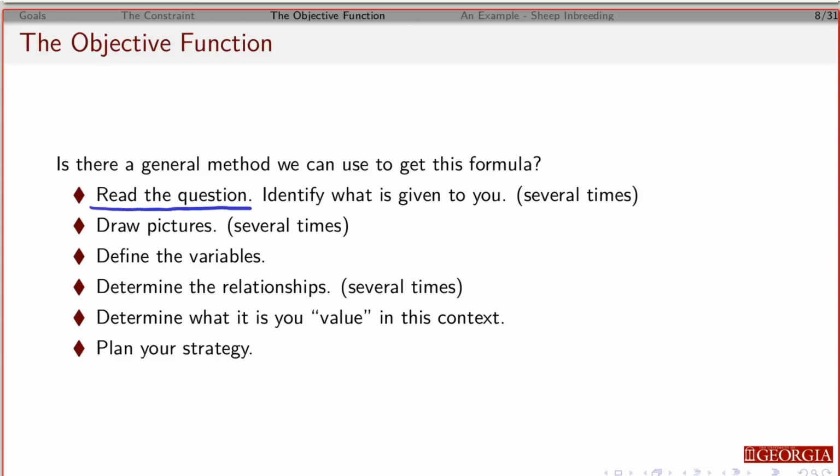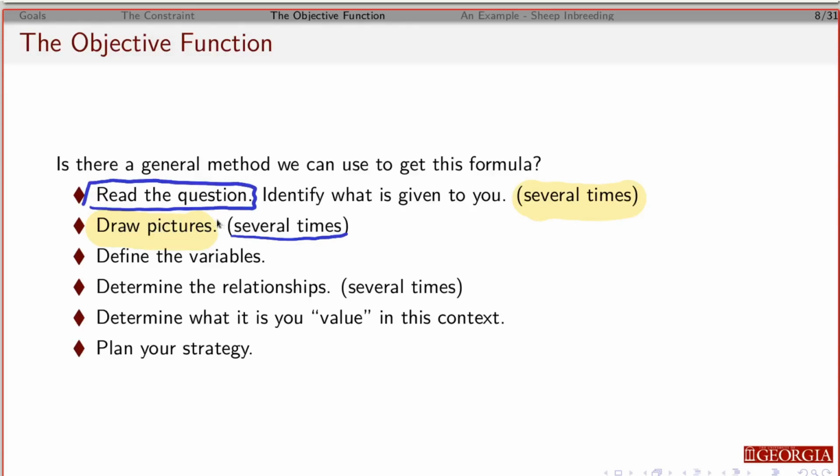So the critical thing here is read the question, and when you do that, don't just read it once and think you got it. You're going to have to go through and do this a couple times. Don't expect to get this right the first time. The other thing, drawing pictures. And again, it's going to take you a couple tries. That's perfectly fine. That's the way things work.